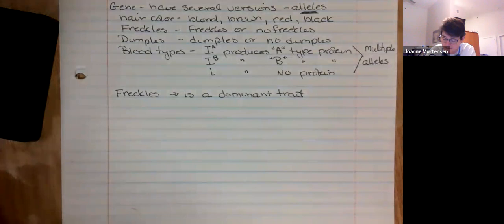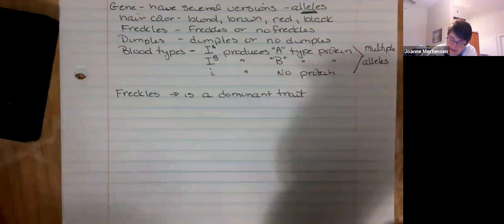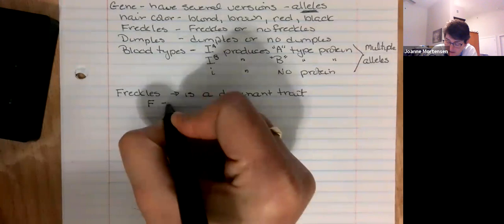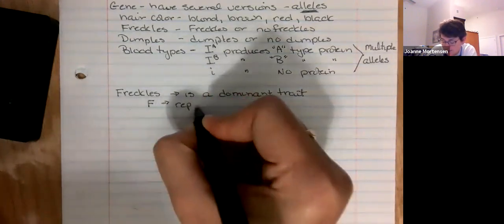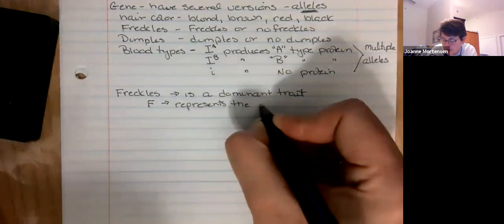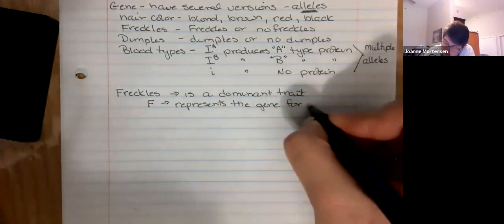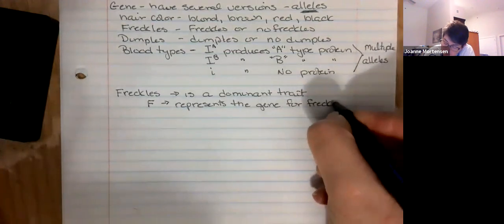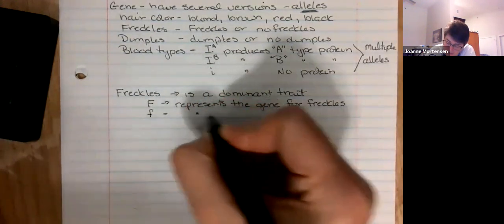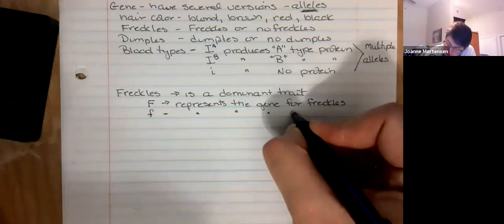Okay, so we said you can have freckles or no freckles. So what scientists do to make life a little simpler is we use F, and that represents the gene that codes for freckles. And to make our life easy, lowercase f codes for the gene for no freckles.